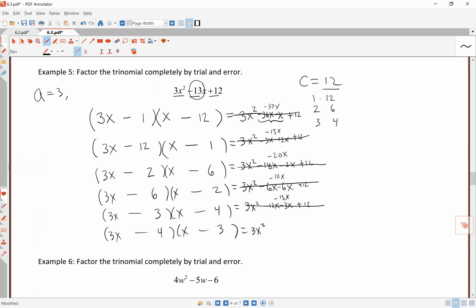And then the last one is negative 9x minus 4x. And that's the one that does it for us. So we get the factorization, 3x minus 4 times x minus 3. And that's a little too much for me to do by trial and error. I personally think that it's a little faster to use grouping.